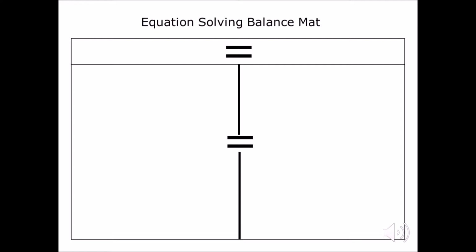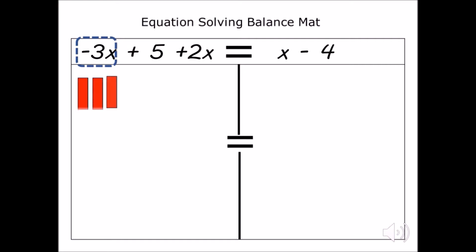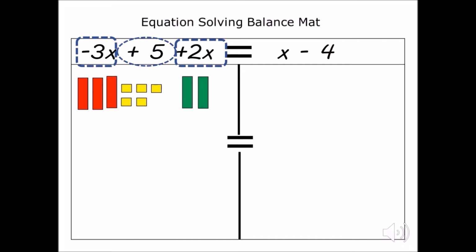We will use an equation mat to practice modeling this equation using the appropriate tiles. We will model the equation negative 3x plus 5 plus 2x is equal to x minus 4. On the left side, we have negative 3x, and we will use 3 negative red rectangular tiles. For positive 5, we will use 5 positive yellow square tiles. And for positive 2x, again we'll use our x tiles, but because it's positive, we'll use green. On the right side of the equation, we have x minus 4.